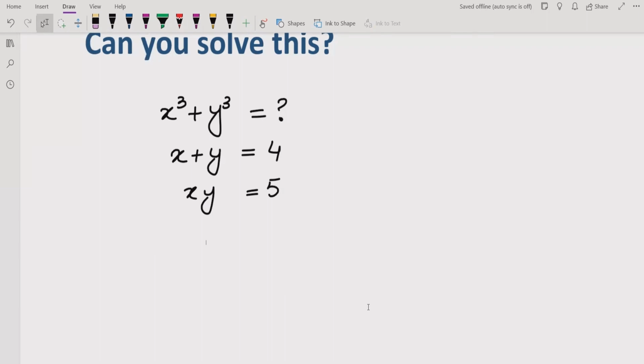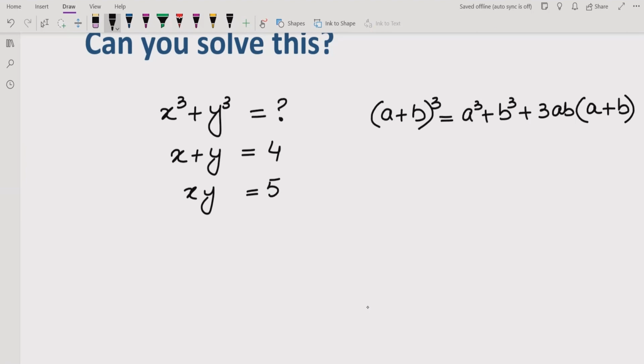Okay, now if we recall, we have a cubical property: a plus b cube is equal to a cube plus b cube plus 3ab multiplied by a plus b. So this question we can solve through this formula. First we write x plus y equals 4. And now we will write cube on both sides. Take cube on both sides.